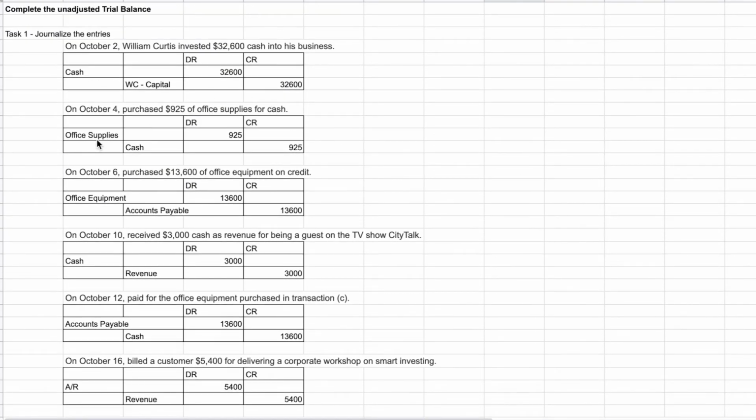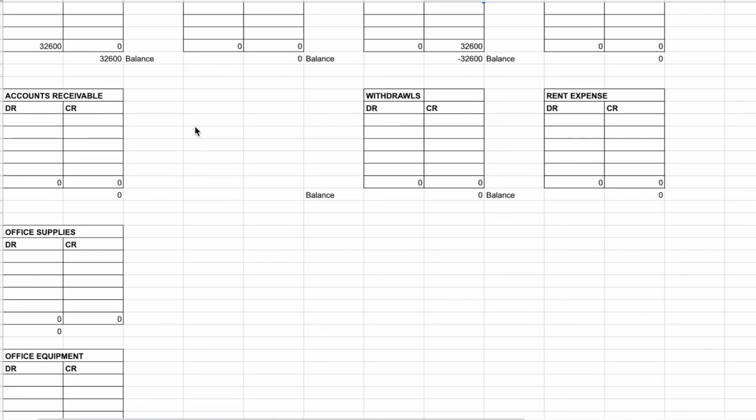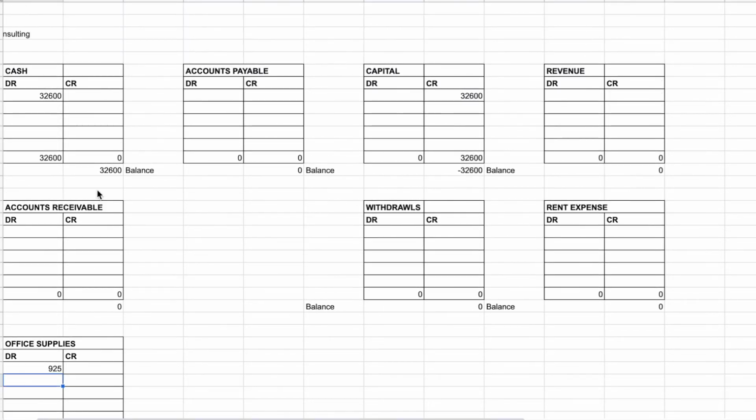Office supplies, debited for $925, cash credit for $925. So let's go find our office supplies account. Office supplies, debited for $925. And the other account that was corresponding to that was cash. We took money out of cash, so we're going to go for $925. So we credit. So all this is really doing is keeping a tally of the account. So that's what the T account does.